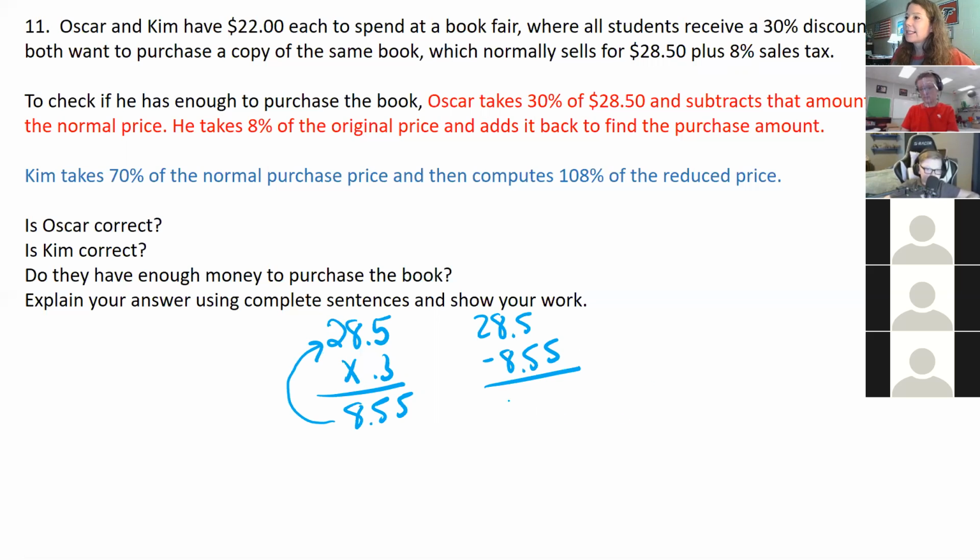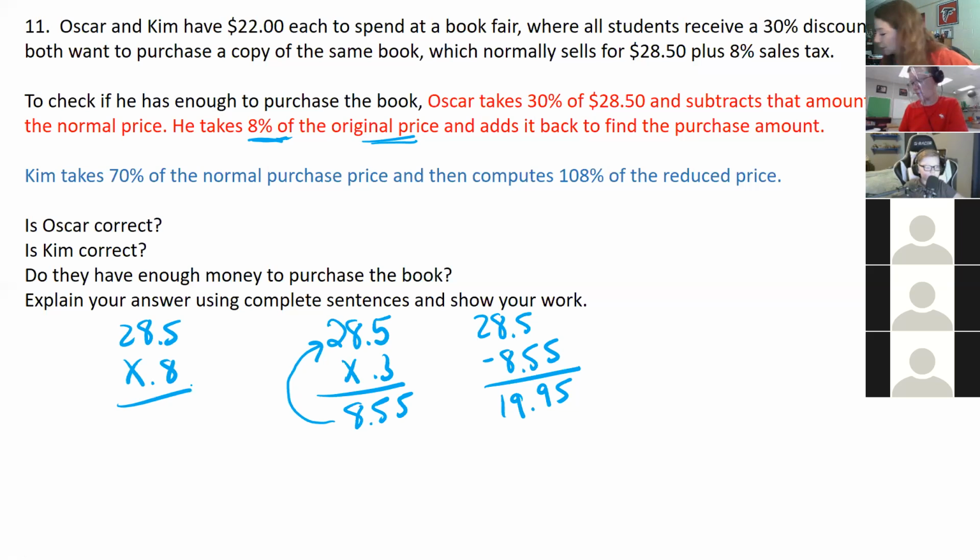And he got $19.95. Got it? Then it says he then takes 8% of the original price. So what is 8% of the original price? 28.5 times 8%. I'm doing 80%, you guys. It should be 0.08, right? And he gets $2.28. And then he adds it back to find the purchase price.